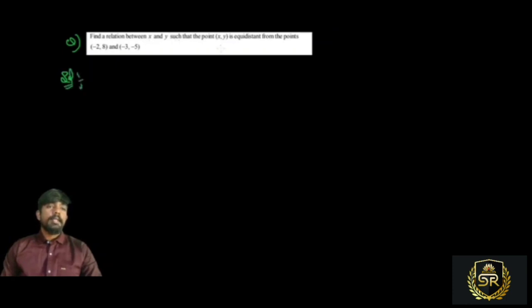Find a relation between x and y such that the point is equidistant from the points. So randomly I'm considering here one point x comma y, one more point here (-2, 8), and the other point (-3, -5). So this distance and this distance are equal. Such that the point is equidistant from the 2 points. That means let us say this is point A, this is B, and this is C. AC is equal to BC is what it says. So what is asked is to find the relation between x and y.